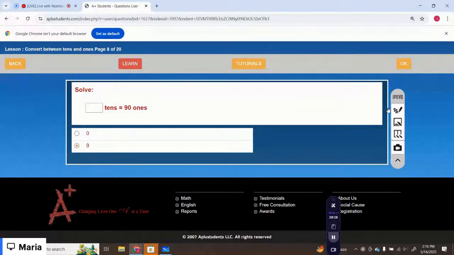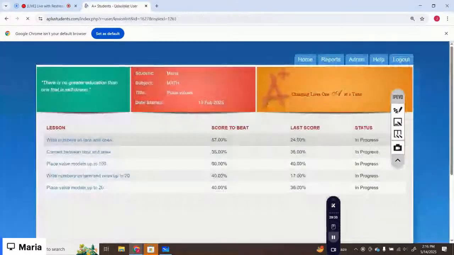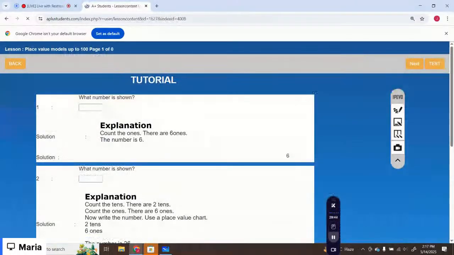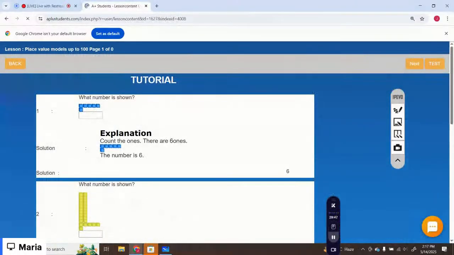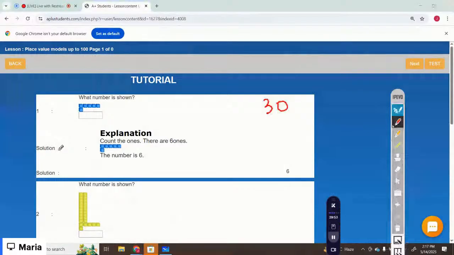Okay. Let me just go into the next lesson. The next lesson is place value models up to 100. So let's just start. What number is shown? You are given single small squares, and you need to just count them. A single small square represents the ones, right? We need to just count how many ones. 1, 2, 3, 4, 5, 6. So the number is 6.